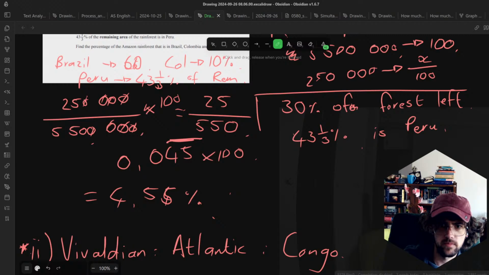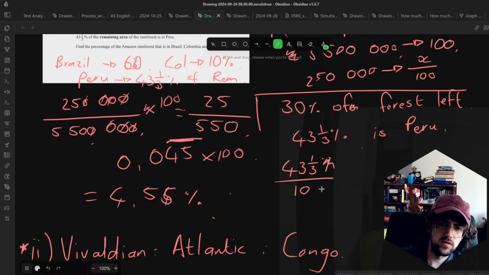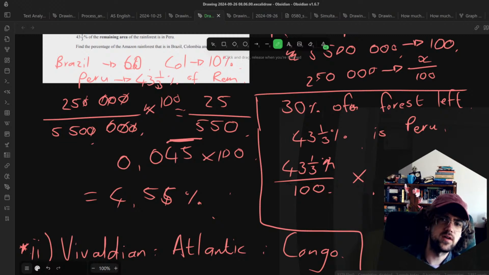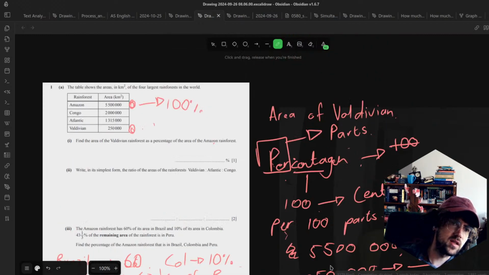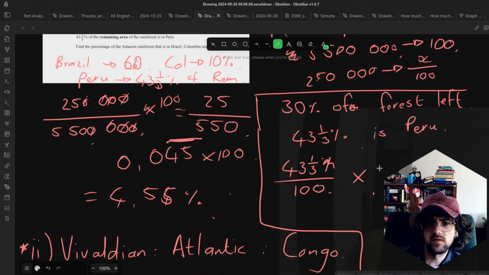Okay. Now, I would then say 43 and a third percent. Oh, I'd actually put over 100 of, because of is times, of the, so 43 and a third percent of the 30%. So that's 30% of 5.5 million. Okay, so we've got that. That would actually give us our answer for Peru.